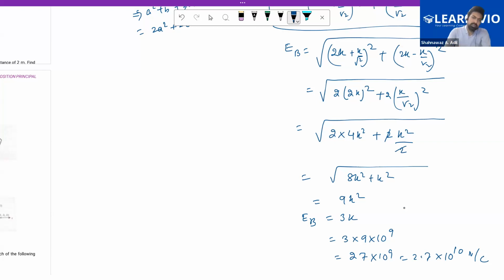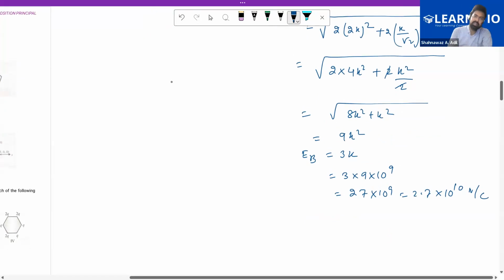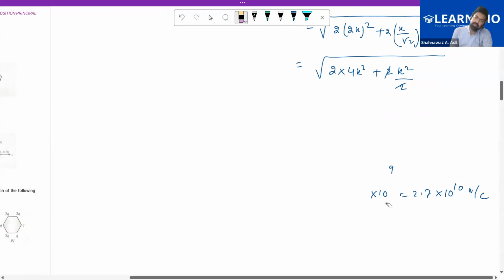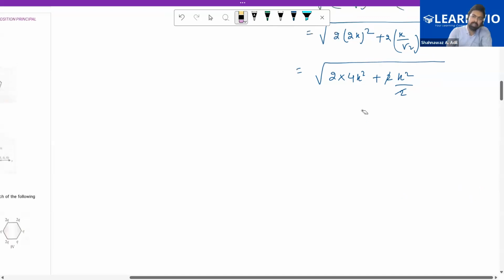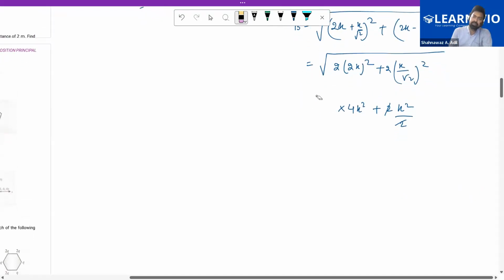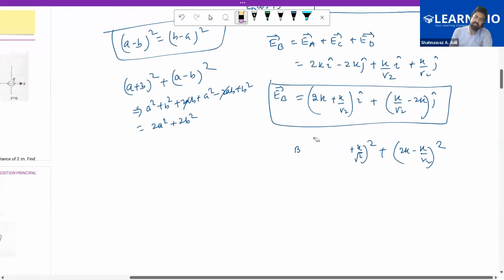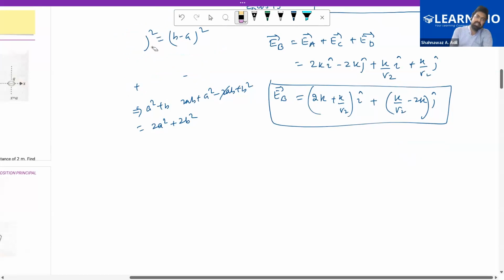Done. Okay, so now we have a similar question, right? We have a similar question, but the values are not given. They are given in terms of alphabetical letters. In the previous question, we were given the values of the charges and all those distances. In the next question, those things are not given, but the idea would be the same.